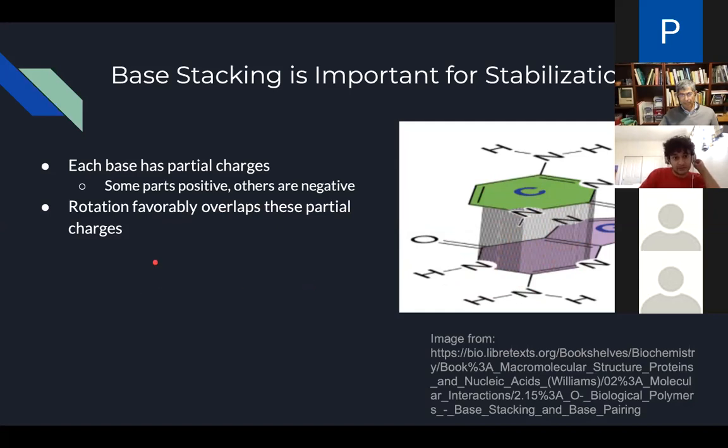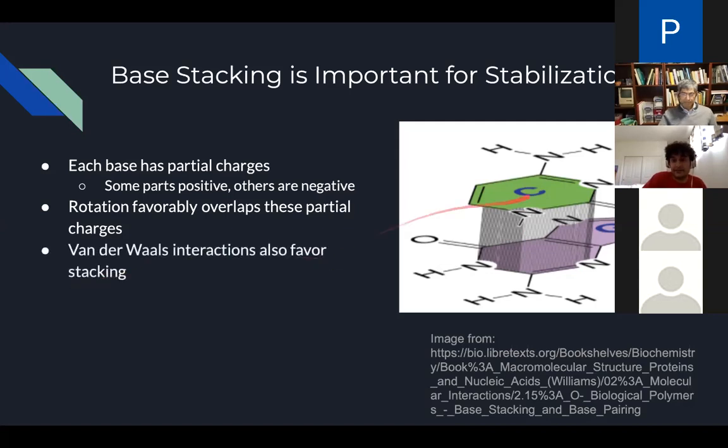That's really important. Question. Yeah. Is base stacking basically a dipole-dipole interaction between the bases, or is it like a van der Waals interaction? Well, I was going to talk about that. Yeah, they're van der Waals. Oh, someone going to say something?